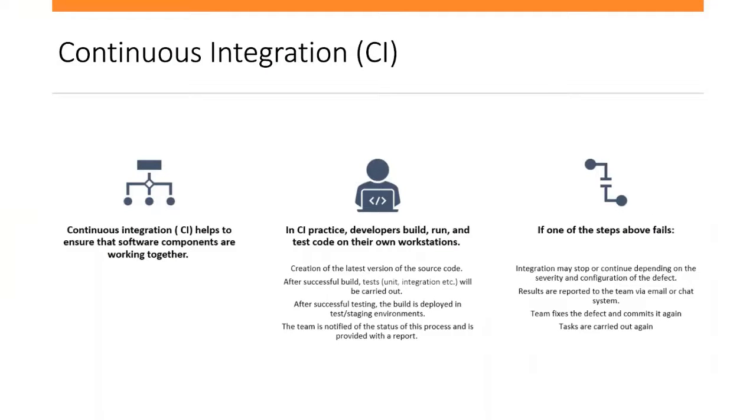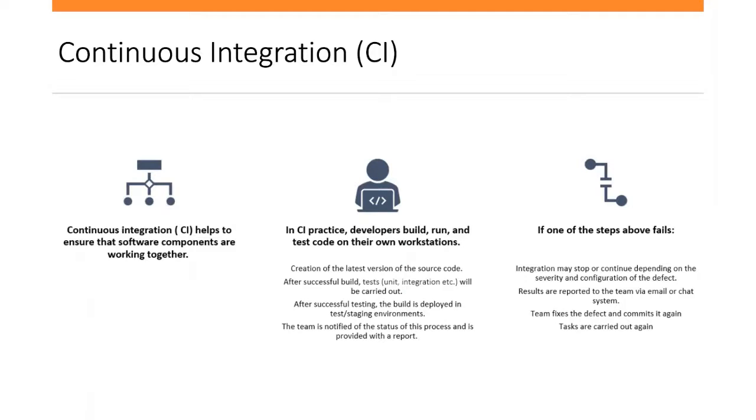Continuous integration helps to ensure that the software components are working together. In CI practice, developers build, run, and test code on their own workstations before they commit code to the version control repository like GitHub, GitLab, etc. After changes are made to the repository, a chain of events is set in motion. A typical first step in this chain is the creation of the latest version of the source code. If the build is successful, the tests will be carried out. And if testing is successful, the build is deployed in testing or staging environments.